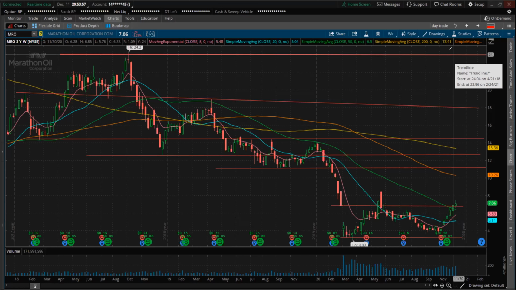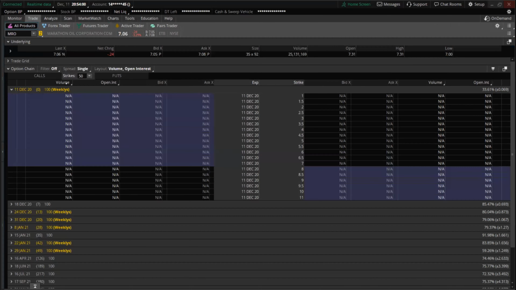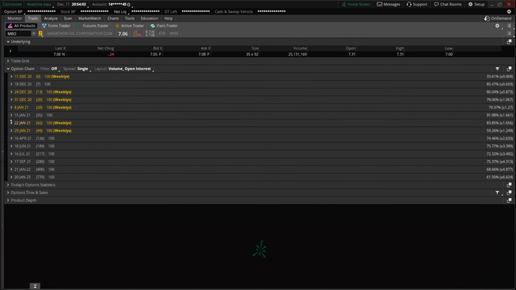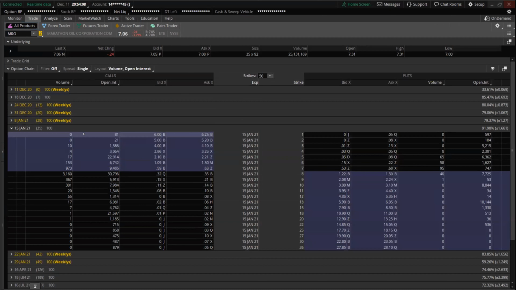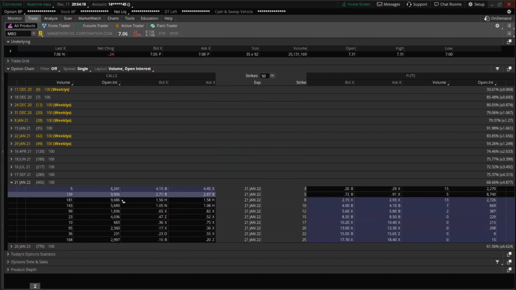Hey, let me show you guys something real quick. JCat, go to the options chain. Go to Jan 2021 real quick. Monthly? Yeah. Look at the open interest on the 8 call. And then real quick, let's go to Jan 22. Look at the 15 call. There's a lot of there. There's a lot of people there.